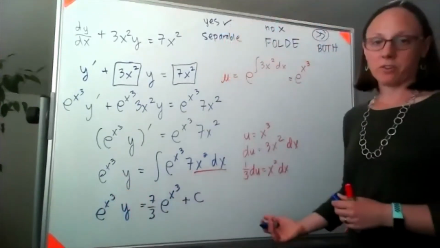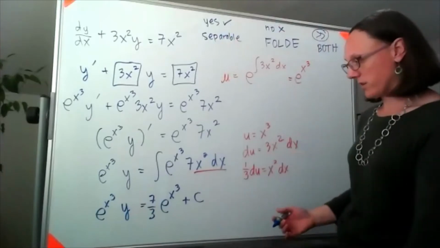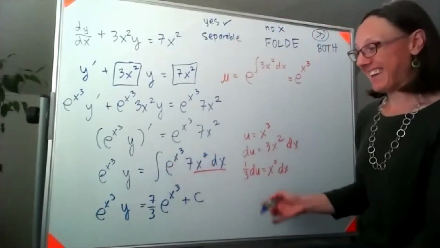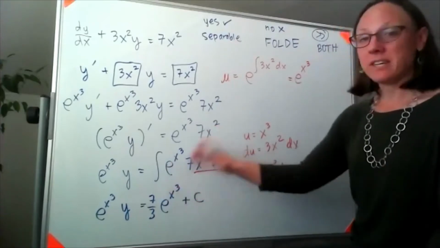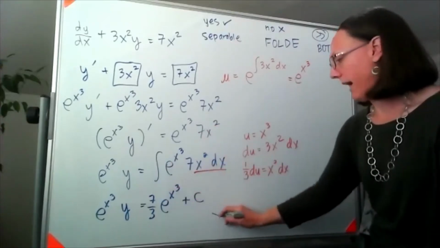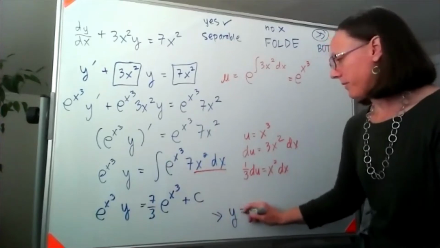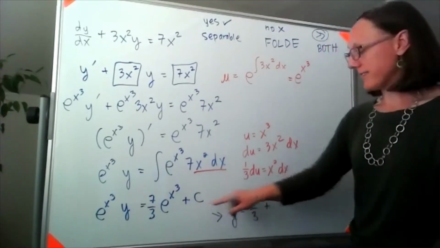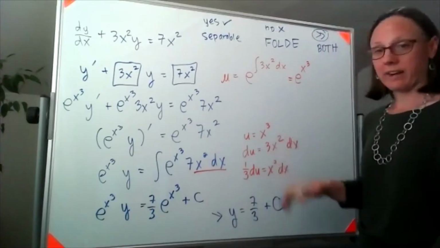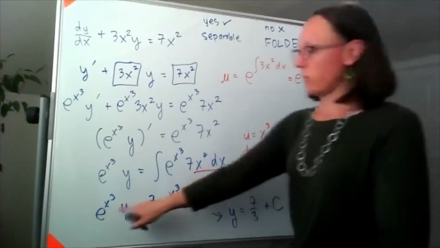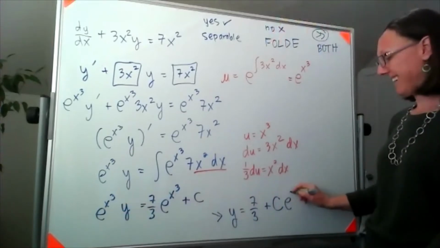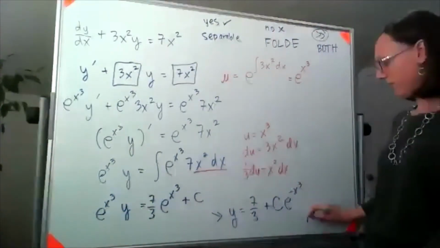And then a similar thing happened as what happened to us in the previous problem, that when I divide both sides by e to the x cubed, for that first piece, the e to the x cubed is going to go away, and we'll just be left with the 7/3. And then for the second piece, if I didn't want to write it as a fraction, I could say, well, dividing by e to the x cubed would be the same as multiplying by e to the negative x cubed.